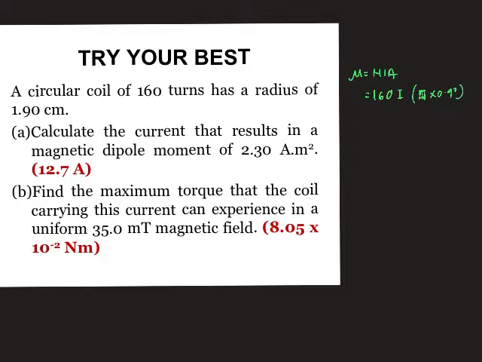Okay, and the mu here is going to be 2.30. Therefore the current you are going to get is 12.7 ampere. Okay, so for question B, find the maximum torque.